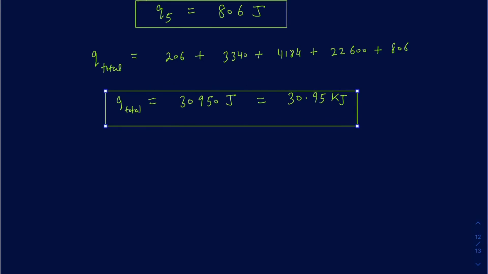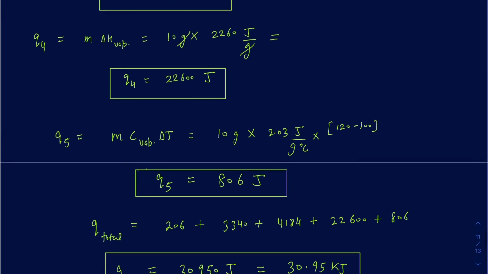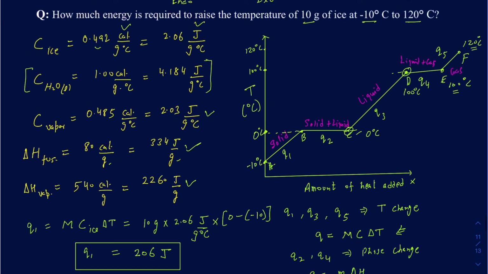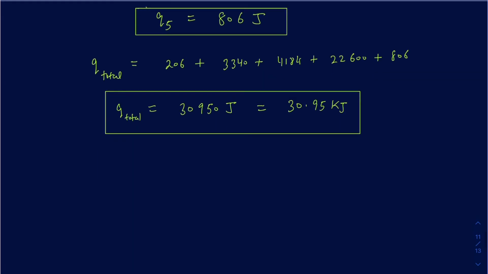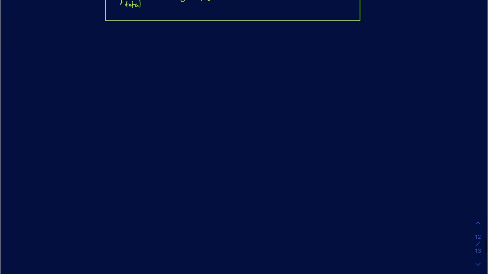So that was your heating curve, where you have to increase the temperature of your solid or your liquid up to a certain point. You could also have a cooling curve. I'm not going to do a question, but I'll tell you how the cooling curve is going to look. Suppose I'm doing a very similar question, still using 10 grams of ice, but now my starting point is 120 degrees Celsius, and we're going down to minus 10 degrees Celsius. Now that's a cooling curve because you are decreasing the temperature.